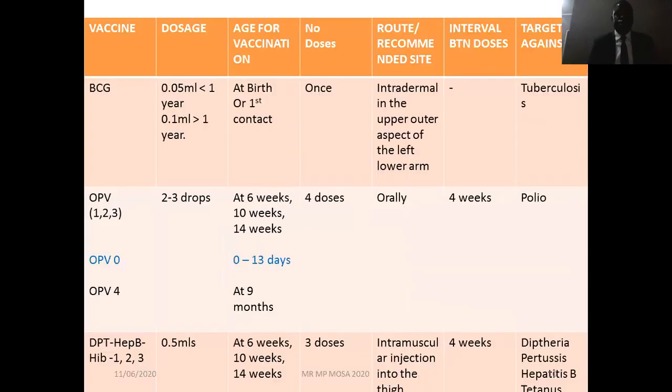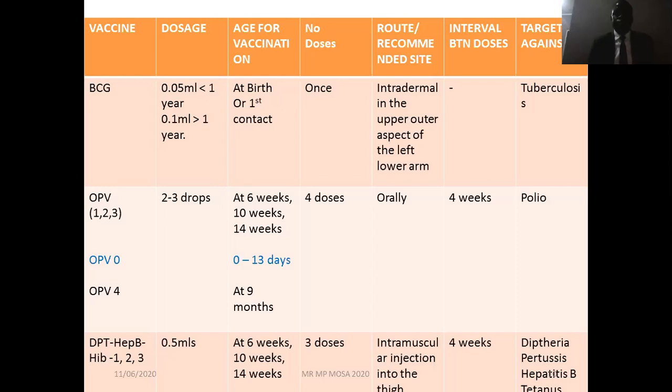So the immunization schedule in Zambia, we're going to look at the vaccine, the dose, age for vaccination, number of doses, route or recommended sites, then interval between doses as well as the target disease for that vaccine. The first one is BCG, which simply means Bacillus Calmette-Guerin. The dose of this vaccine is 0.05 ml, and it is given to children who are less than 1 year of age.